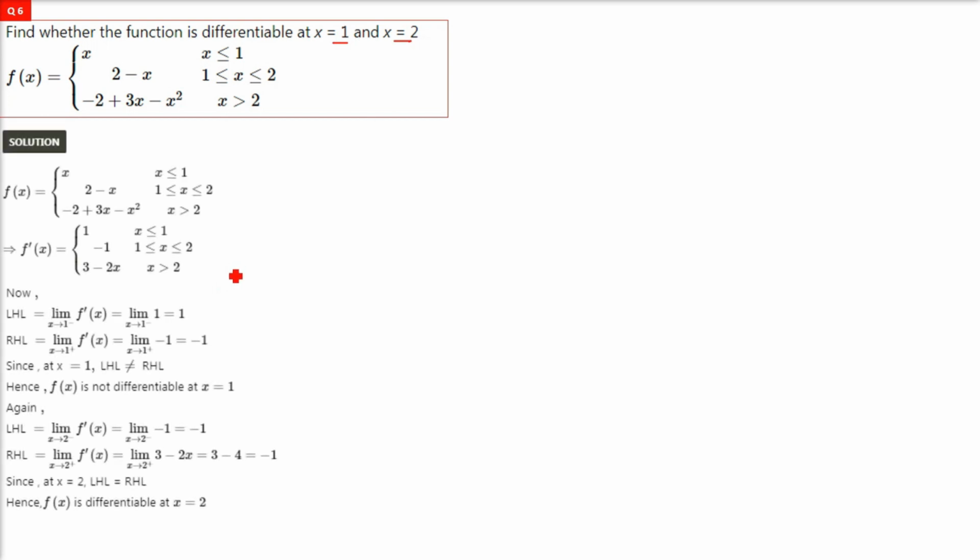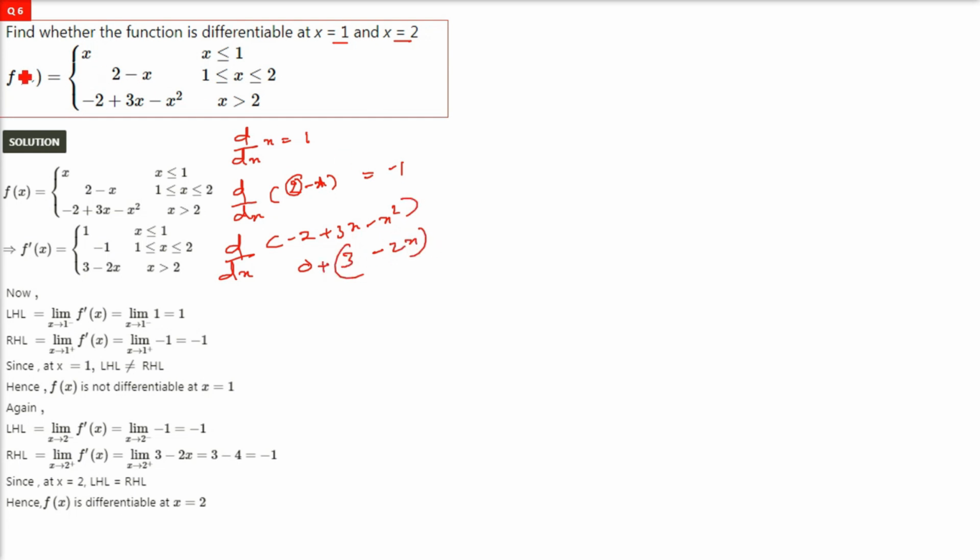Till now we have talked about the continuity, but here we will talk about the differentiability. Please remember, d by dx of x is 1. d by dx of 2 minus x is what? 2 is 0, x is of course 1, so negative 1 it will be. What is the d by dx of negative 2 plus 3x minus x square? So minus 2 will be 0 because it is a constant, 3x will give you 3 and x square will give you 2x. So 3 minus 2x is your differentiability.